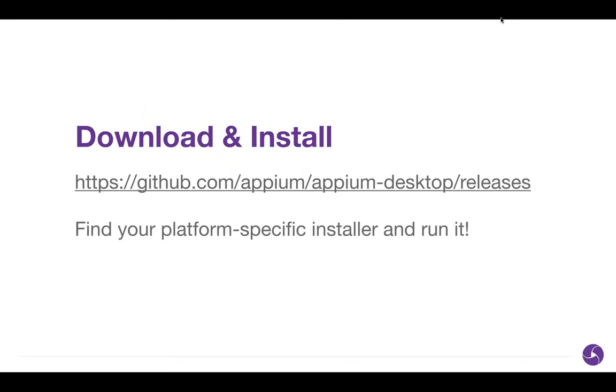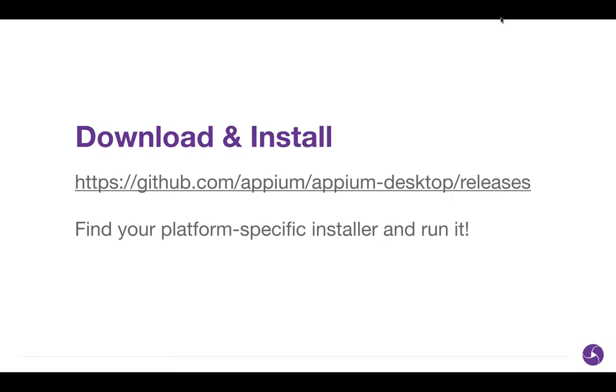How do you download and install Appium? Basically, you can go to the Appium Desktop page on GitHub, and we have a releases tab on that page. You can click on that, and you'll see all the releases that we've ever made. We're currently in beta for the 1.0 release. I think we're up to beta 5 or 6 now. So if you haven't downloaded Appium Desktop yet, this is where you can get it.